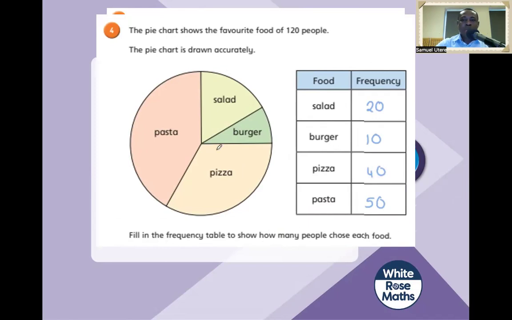So the first thing you're going to do is to use a protractor to measure the angles. So imagine you have taken a screenshot of this and you've printed it out, or you have the workbook from White Rose Maths. You measure the angles, then you work out the angles out of 360 to give you the fraction that each of these parts represent, and you simply use the fraction to multiply 120. And that's how you get each of these.